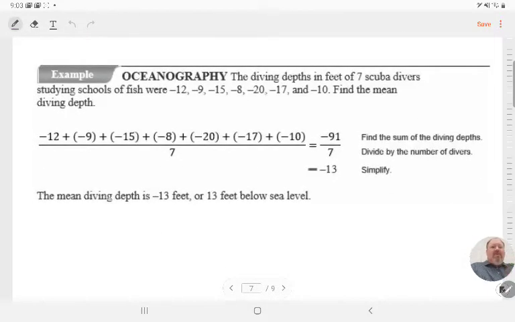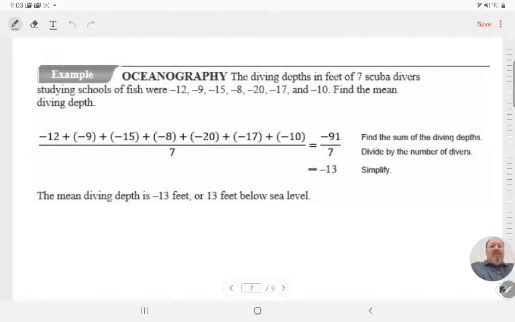So for example, oceanography. The diving depths in feet of 7 scuba divers studying schools of fish were negative 12, negative 9, negative 15, negative 8, negative 20, negative 17, and negative 10. Find the mean of the diving depth.